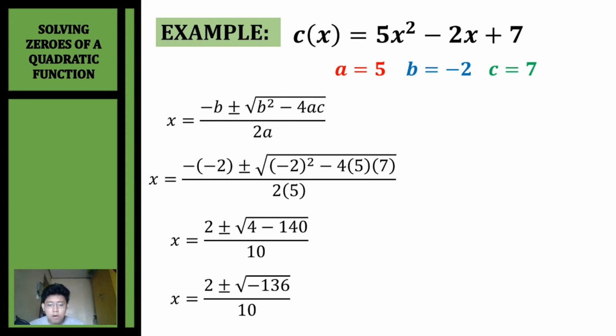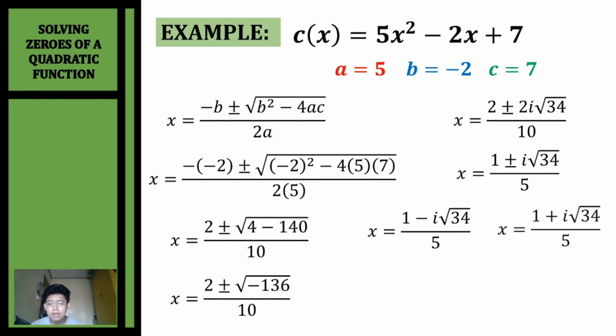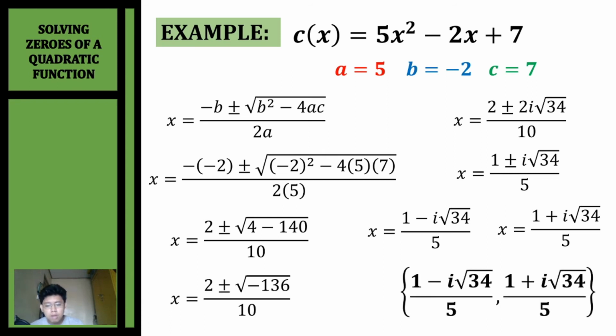Let's simplify the square root of negative 136. We will have x is equal to 2 plus or minus 2i square root of 34 all over 10. Now, since we have a common factor that is 2, we can cancel out the common factor. Let's simplify by canceling 2 in our numerator and our denominator. We have two values of x. Let's separate the operation. We have x is equal to (1 minus i square root of 34) all over 5, and x is equal to (1 plus i square root of 34) all over 5. Now, the zeros of our quadratic function are (1 minus i square root of 34) all over 5 and (1 plus i square root of 34) all over 5.